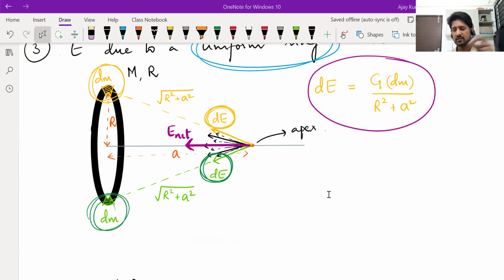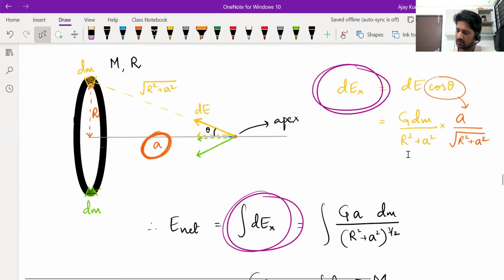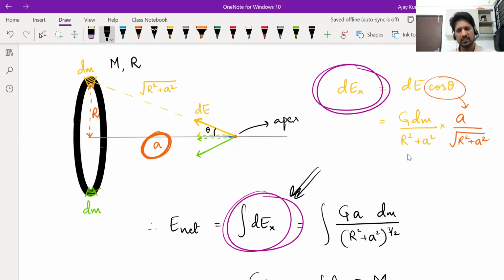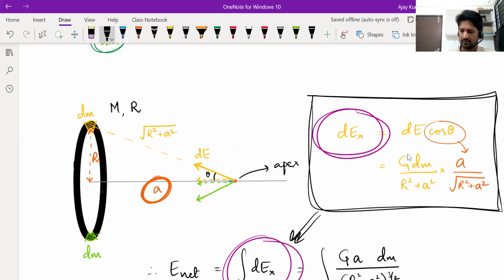But we went a step ahead and we visualized the net field first. Because the dE vectors were all making the same angle with the axis and they all had the same strength, we could determine that the net field is going to be to the left along the x-axis. So all we had to do there was integrate the x component of the field. The y components would get cancelled. We knew that. Only the x components will finally remain. So integrating x components was enough. So we derived the expression for x component of one dE vector and we integrated that.